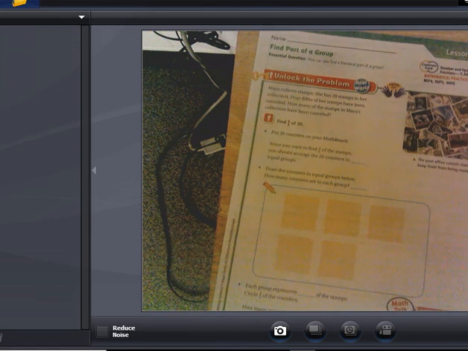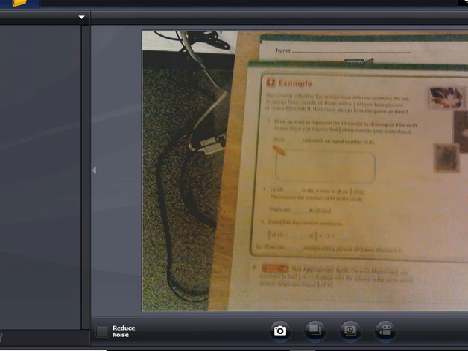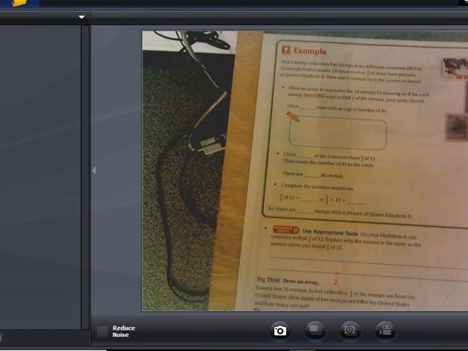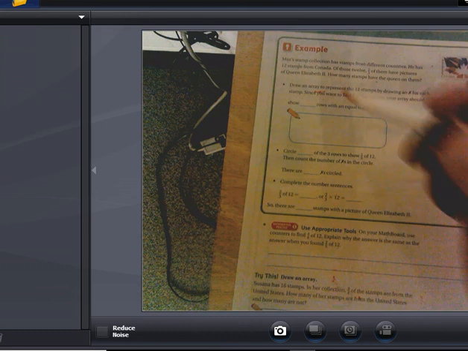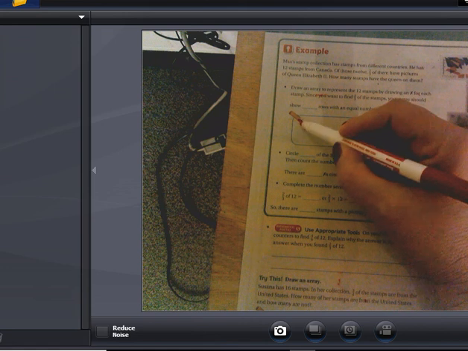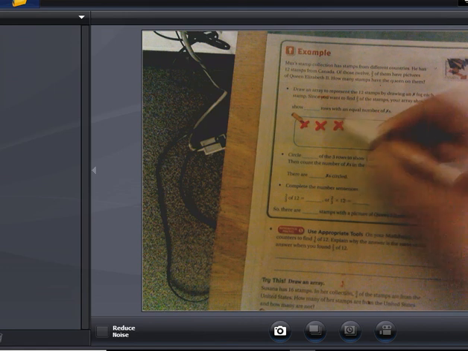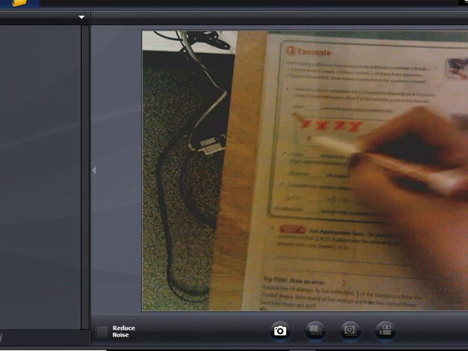All right, let's go on and let's do some more just hands-on. It says here, Mac's stamp collection has stamps from different countries. He has 12 stamps from Canada. Of those 12, 2/3 of them have pictures of Queen Elizabeth. How many stamps have Queen Elizabeth on them? Draw an array to represent the 12 stamps by drawing an X for each stamp. All right, so 1, 2, 3, 4, 5, 6, 7, 8, 9, 10, 11, 12.